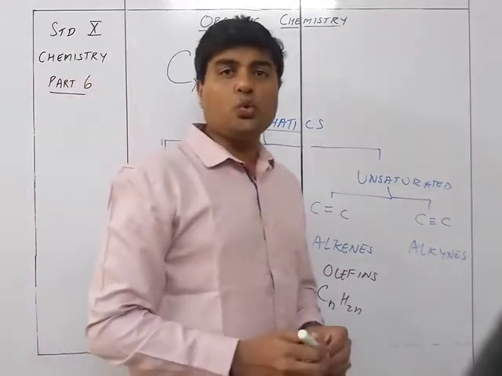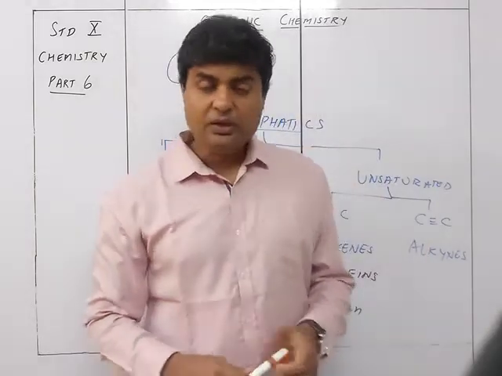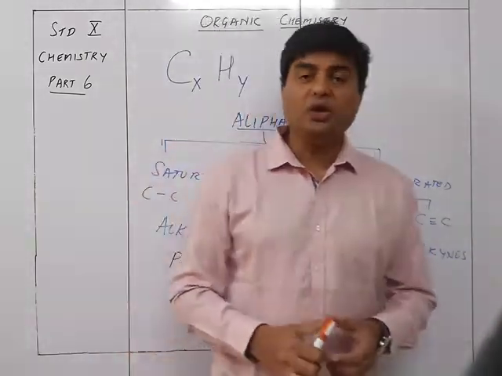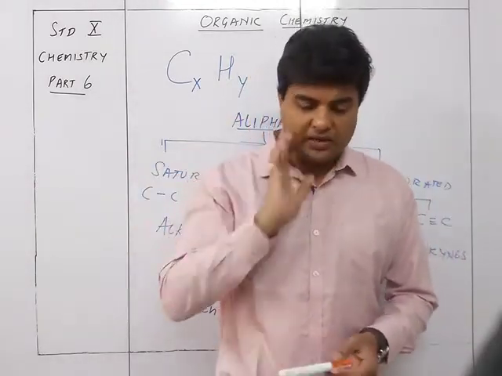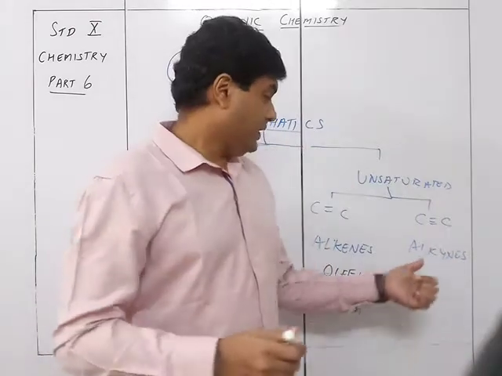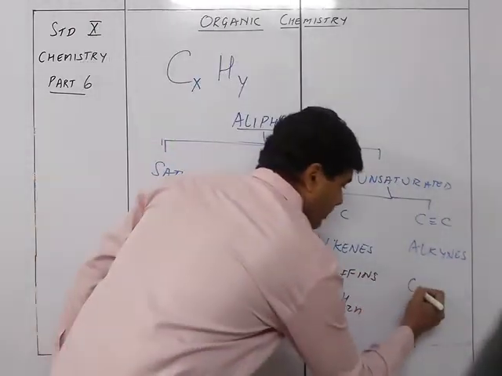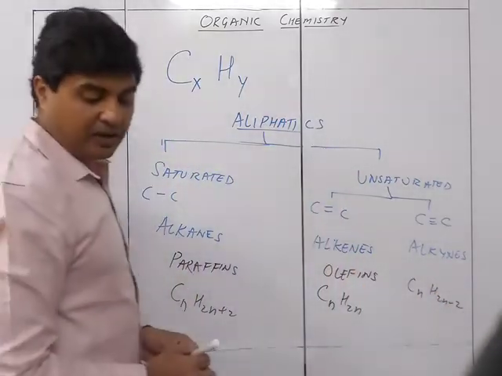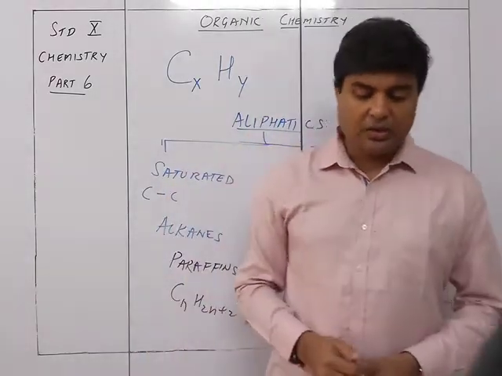So C2H4 is the first element, that is ethene. CH2 double bond CH2, or IUPAC name ethene, or trivial name ethylene. So if it is the trivial name, it will be ethylene. Whereas the alkynes over here have the general formula CnH2n-2, and therefore CH triple bond CH will be the structural formula.